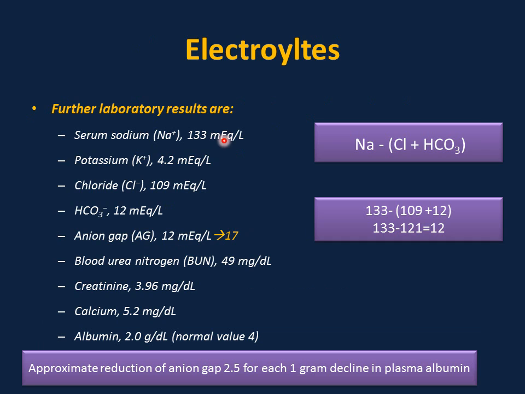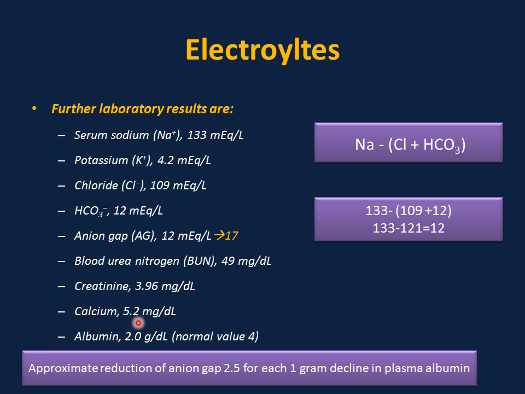So the next step in this patient, you want to calculate the anion gap. The sodium here is 133, the potassium is 4.2, the chloride is 109, the bicarb is 12, and the anion gap is 12 as well. This is the measured one. And the blood urea nitrogen is 49, the creatinine is 3.96, which is elevated. This is a renal failure.